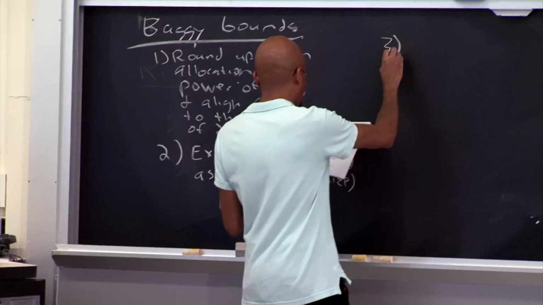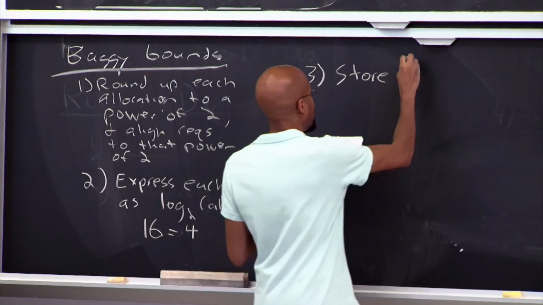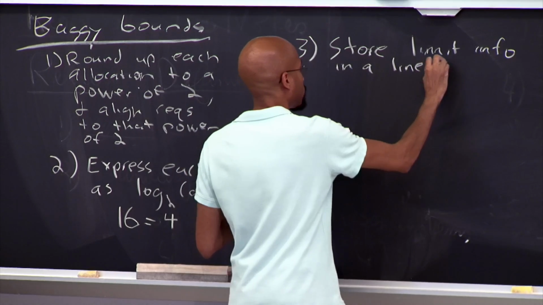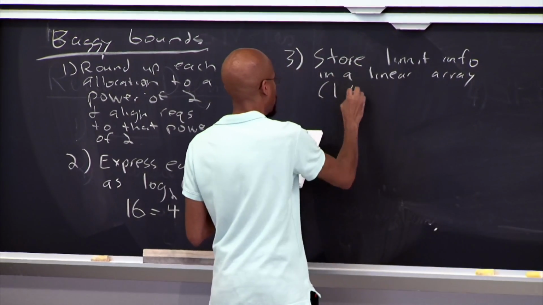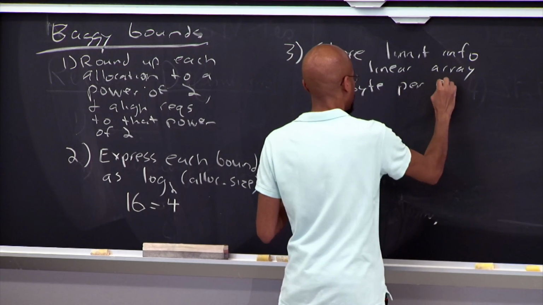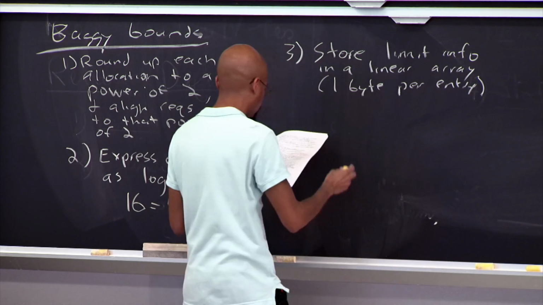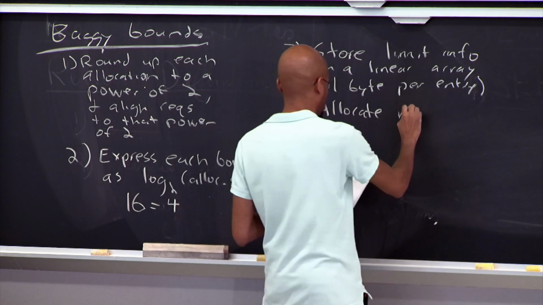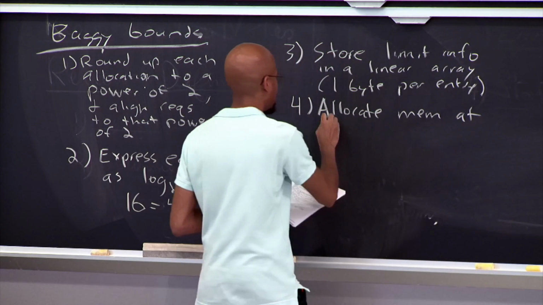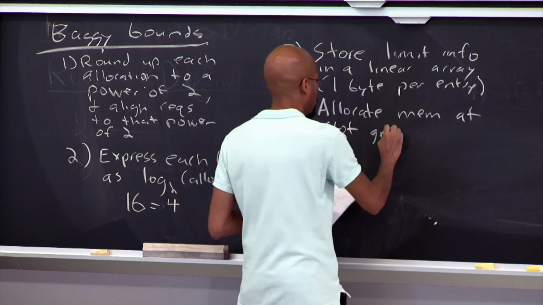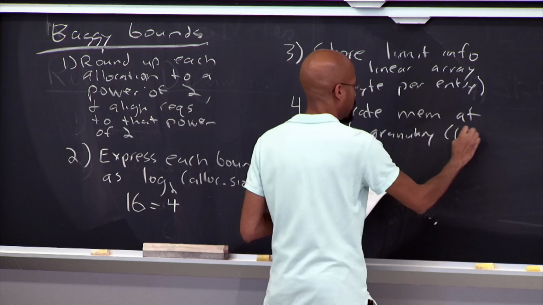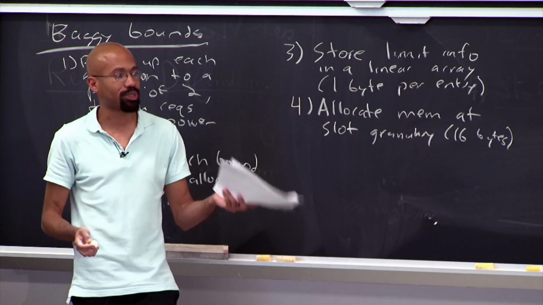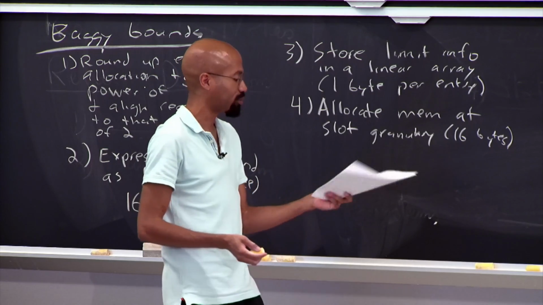And then the third thing that baggy bounds is going to do is store the limit info in a linear array with 1 byte per entry. But we're going to allocate memory at the granularity of a slot, which in the paper they use 16 bytes as the slot width. Now this next thing is one bit that wasn't actually explicitly said in the paper, which if you don't grasp would make the paper very tricky to understand.